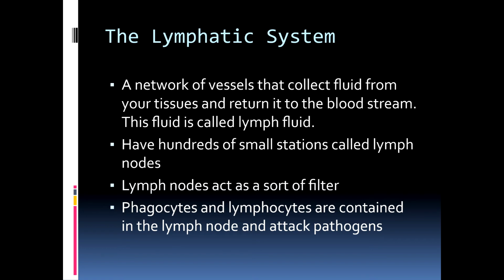You have hundreds of small stations called lymph nodes. Inside of these lymph nodes are the B cells. If a pathogen enters the lymph node and one of those B cells is sensitive to that pathogen, what happens is the B cell begins replicating itself. This is called clonal selection theory, and this is when one of the B cells begins replicating itself.